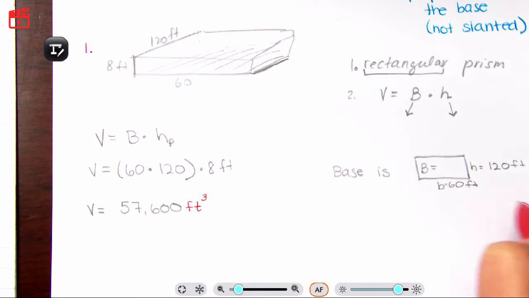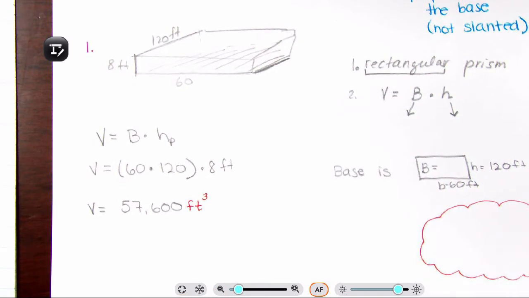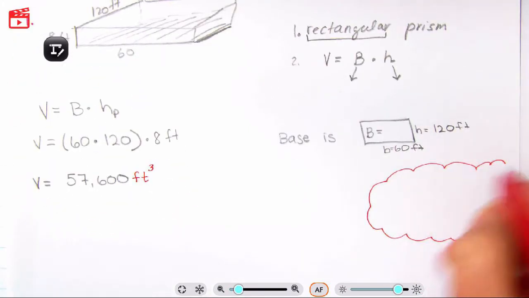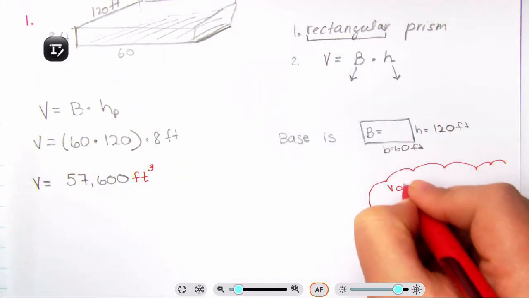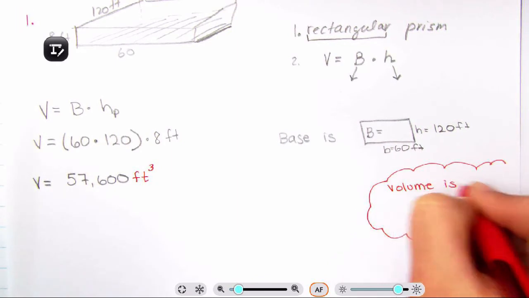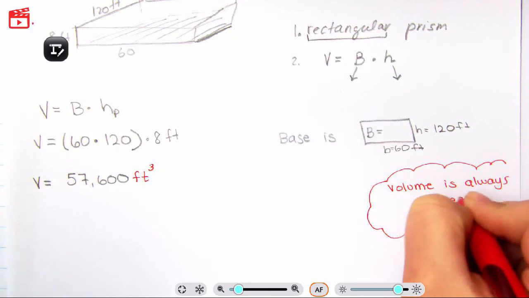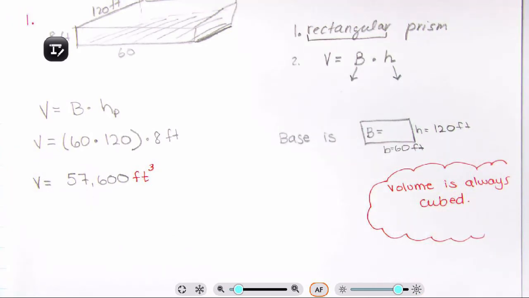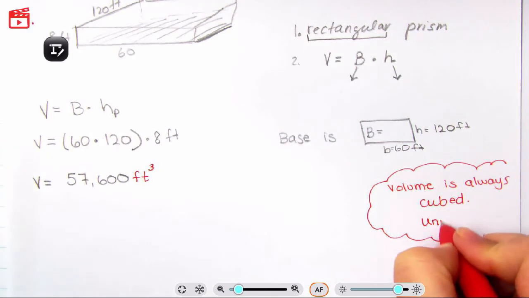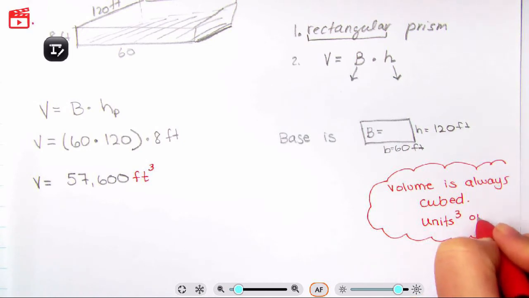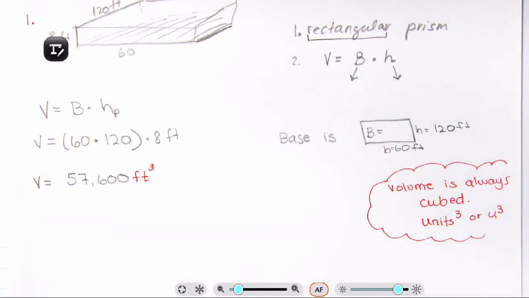So here's your first thinking bubble. A thinking bubble is literally a bubble that you create to put your thoughts in. So volume is always cubed. If you don't have units of measure, then you're going to write units cubed, or you can say units cubed.